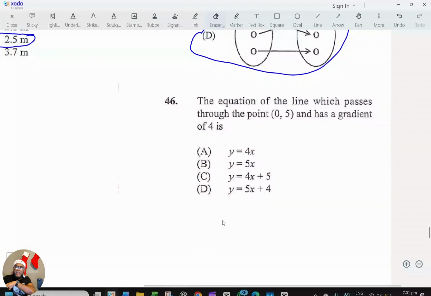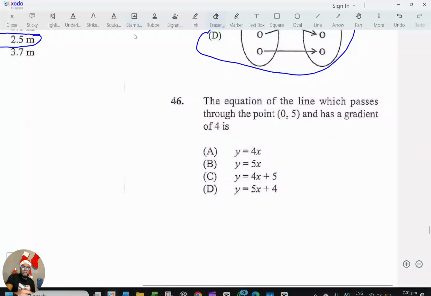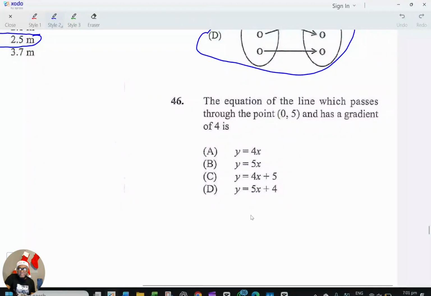The equation of a line which passes through (0, 5) and has a gradient of 4. So the equation of a line is in what form, guys? The equation of a line is in the form, let me hear you.